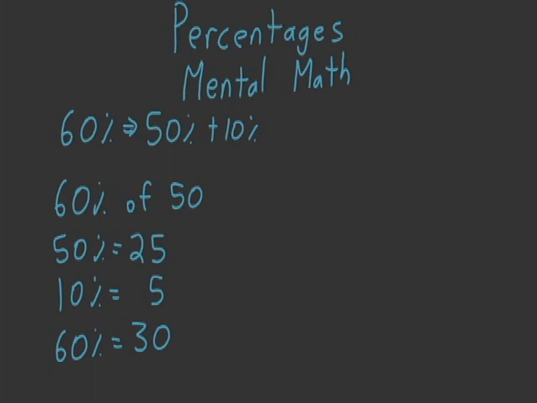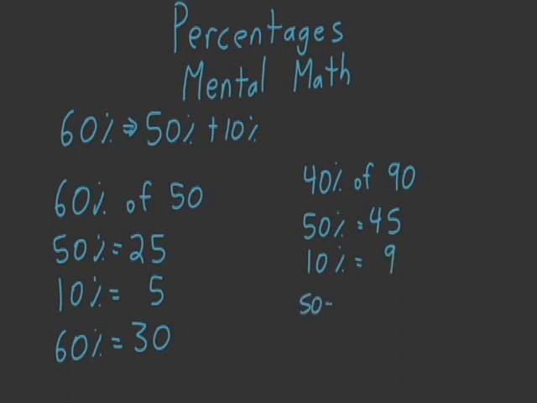Same thing, if I wanted to find 40% of a number, there's a couple ways to do it. First one, I know that 40% is 10% less than 50%. So if I wanted 40% of 90, I could find 50%, divide it by 2, which would give me 45. 10%, which would end up giving me 9, and then I would subtract, which gives me 36.